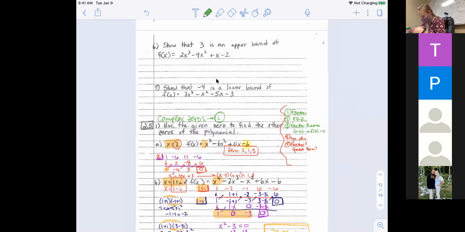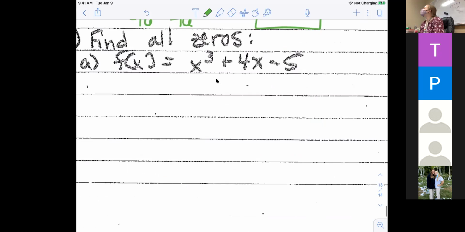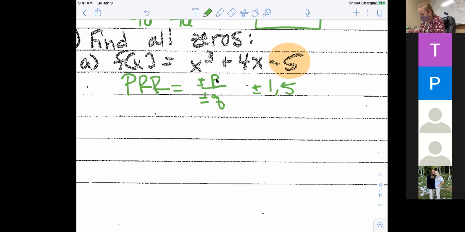Can we factor on letter C, A? The reason we can't is it's an x to the third. If it was x squared, we for sure could factor it all day, but we can't. So if we can't factor it, then we're going to do our PRRs, find our possible rational roots. We did review this just a minute ago, so remember that it's my plus or minus p over plus or minus q's. My p is the constant, so plus or minus 1 and 5. And then my q's is my leading coefficient, which is 1.